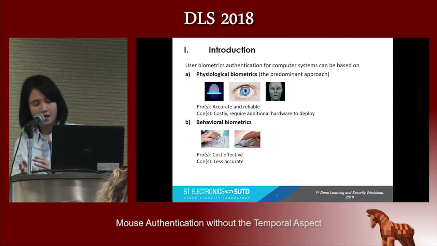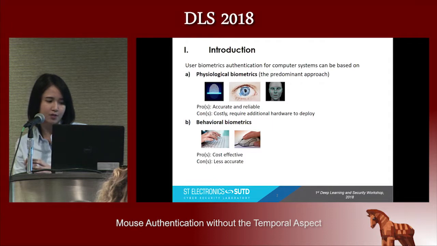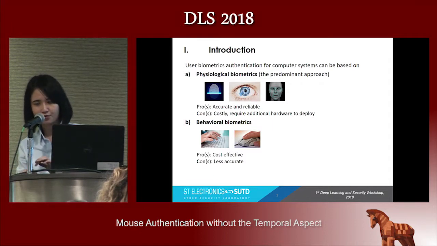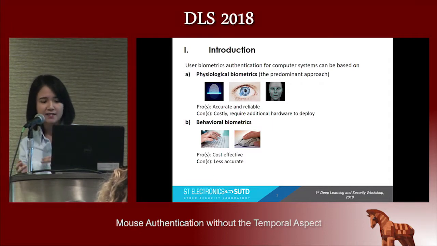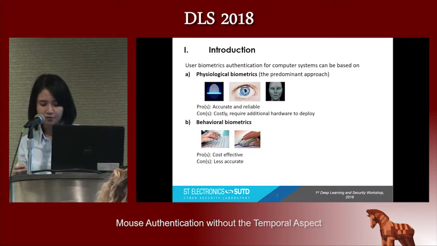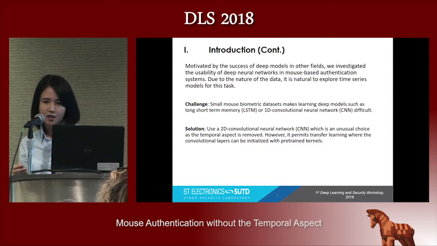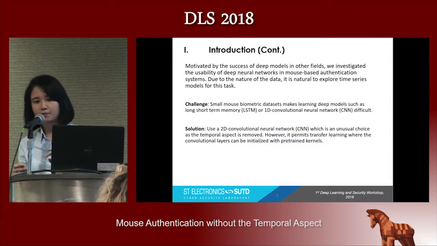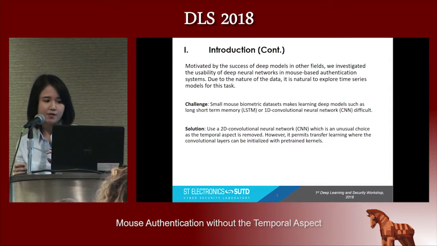So as an alternative, one can opt to use a behavioral biometric such as keystrokes or mouse dynamics. These biometrics can be easily integrated into existing systems and are also cost effective. So motivated by the success of deep models in other fields, here we investigate the usability of deep neural networks in a mouse-based authentication system.